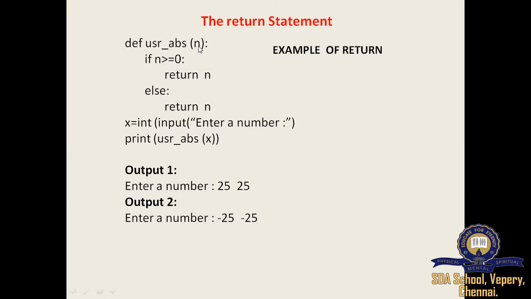If I enter a positive value, I'll get a positive value. If I enter a negative value, the condition is checked. Minus 25 is greater than or equal to 0, the condition is false. So return -n means it is going to return 25. So positive means the true block will work. Negative means the false block will work. So we have used two return statements, but only one return statement will be executed.